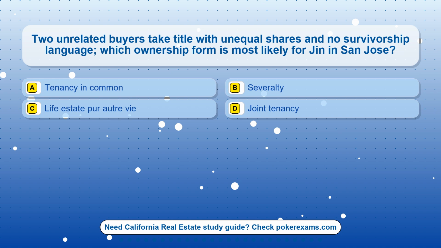Question 6. Two unrelated buyers take title with unequal shares and no survivorship language. Which ownership form is most likely for Jean in San Jose? Option A. Tenancy in common. Option B. Severalty. Option C. Life estate per autre vie. Option D. Joint tenancy.